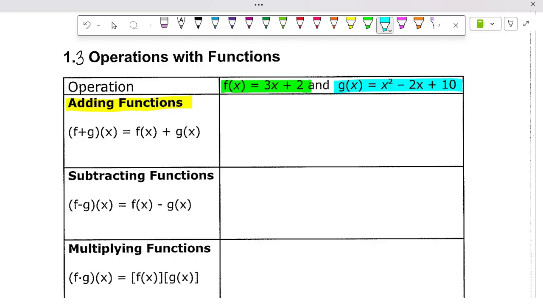Now, how you will see adding functions a lot is you would see something like this. So f plus g of x, which is the exact same thing as f of x plus g of x. If you see this notation right here, f plus g of x, it just means add the two functions together.